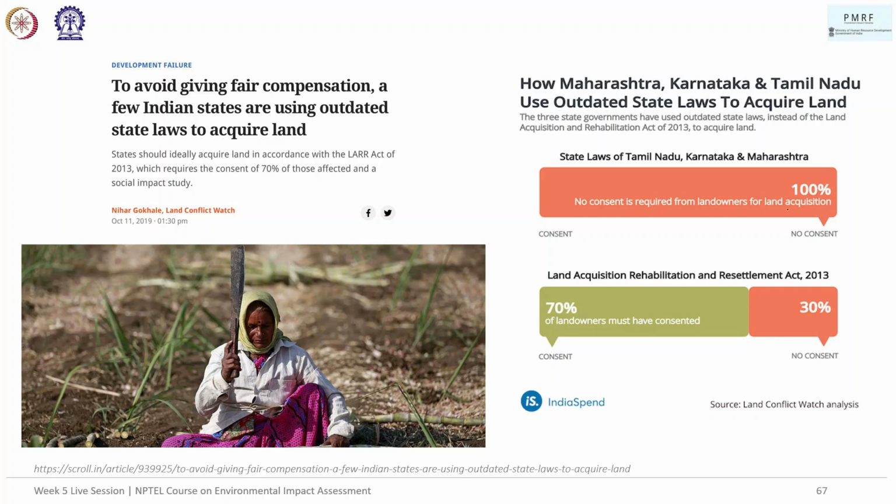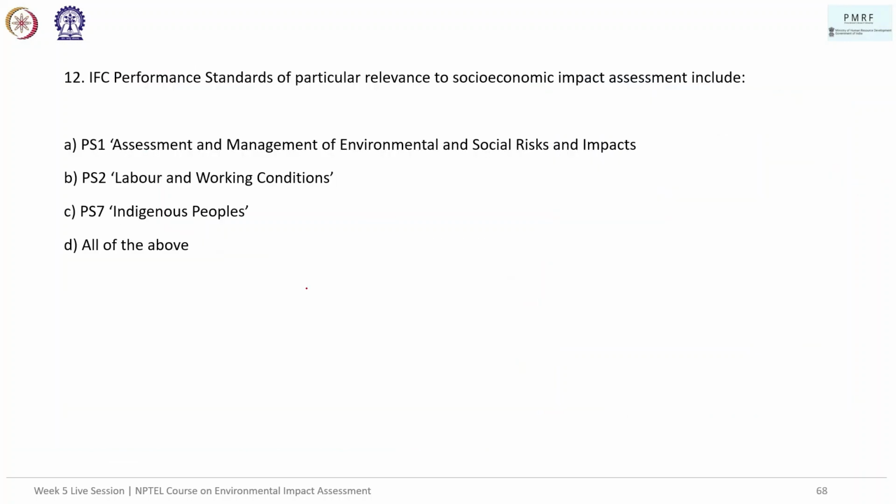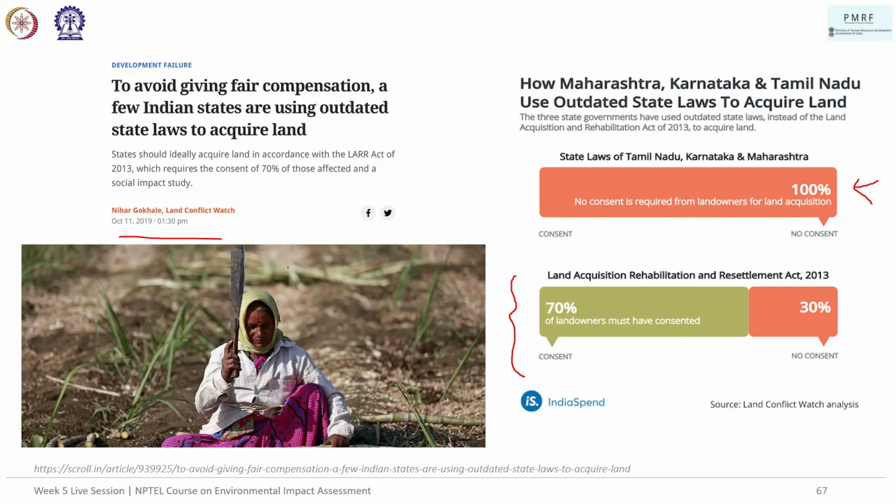For example, here, the three states of Tamil Nadu, Karnataka, and Maharashtra. This is a slightly older article, from 2019. They've been using older laws. According to LARR, they're supposed to get 70% consent for PPP projects. However, they've not been getting any consent from anybody for these projects, because they've been using a different law. Any queries?